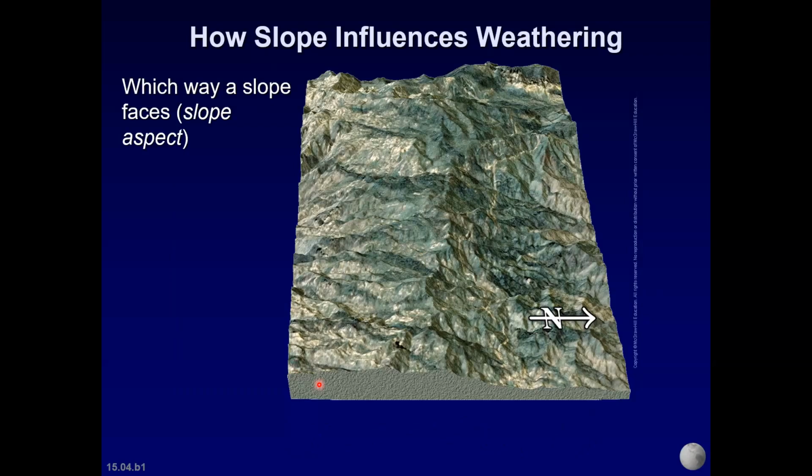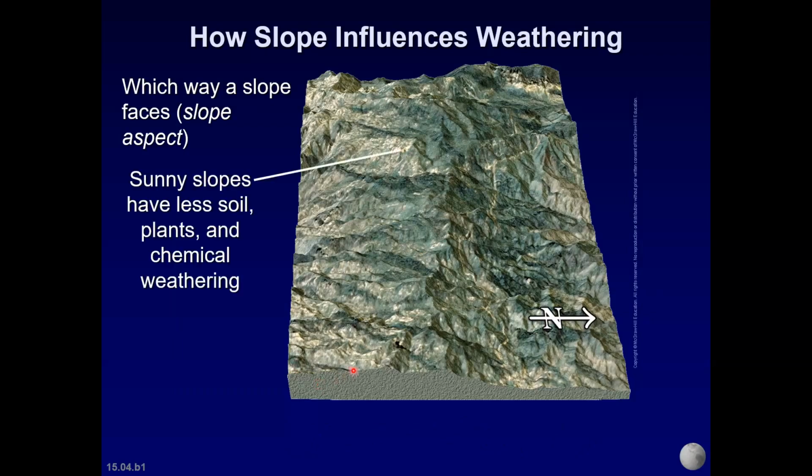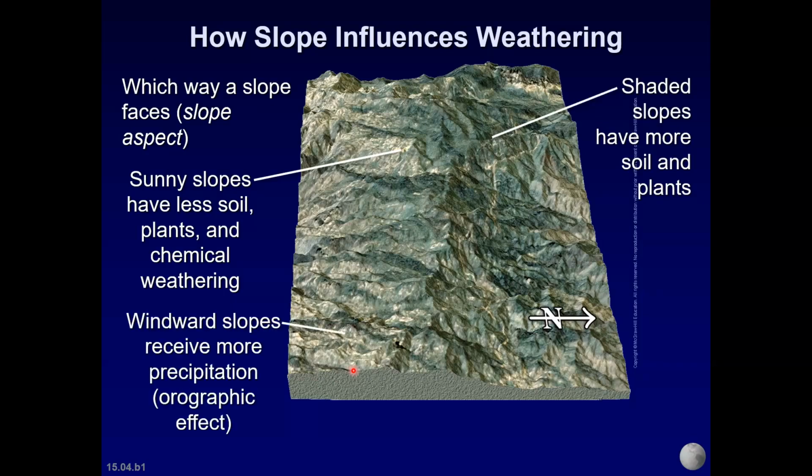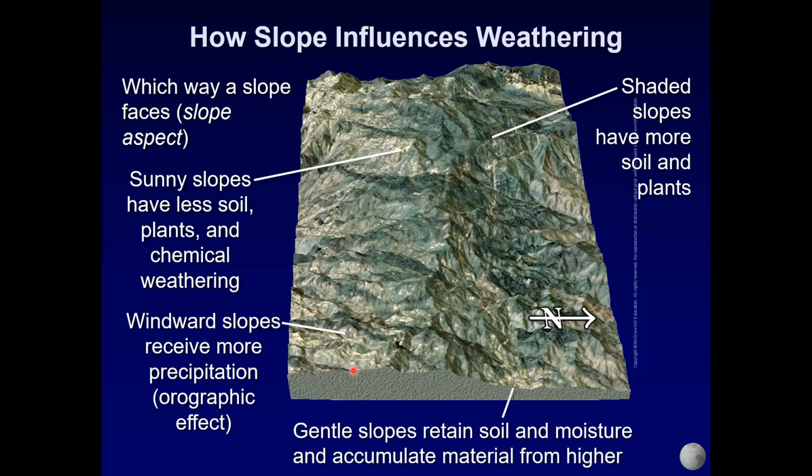And then slope, now that influences weathering as well. It matters which way a slope faces. We call that the slope aspect. Sunny slopes have less soil, plants, and chemical weathering, and then shaded slopes have more soil and plants on them. Windward slopes receive more precipitation, we call that the orographic effect, and then gentle slopes retain soil and moisture and accumulate material from higher slopes, falling down with gravity toward them.